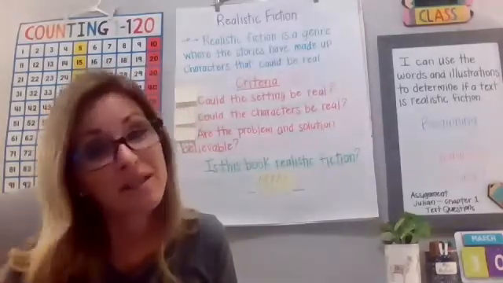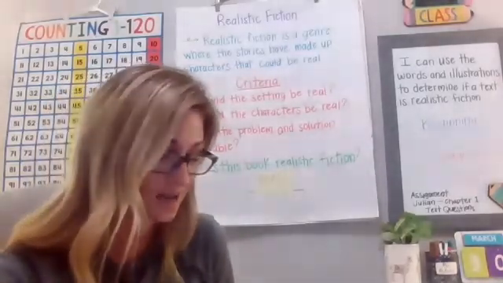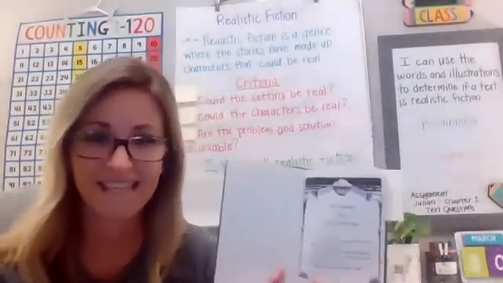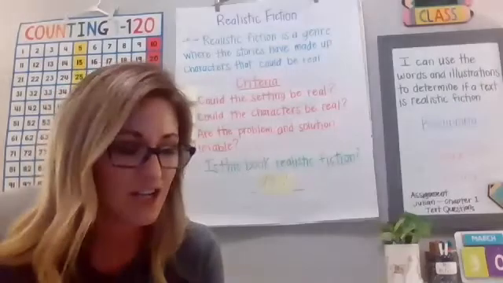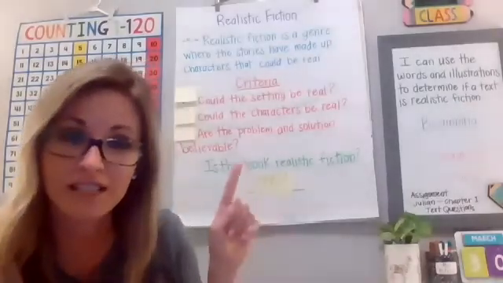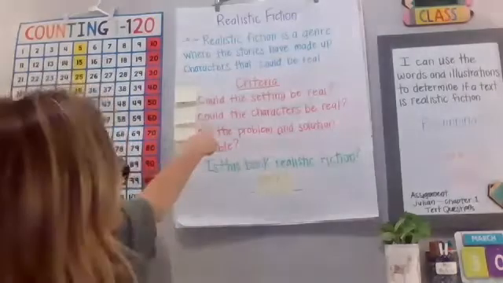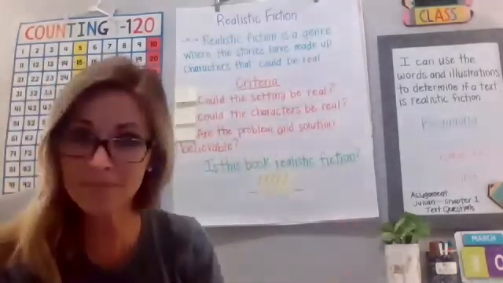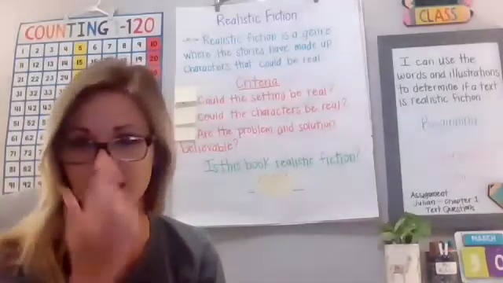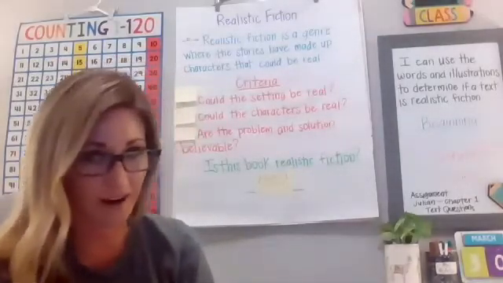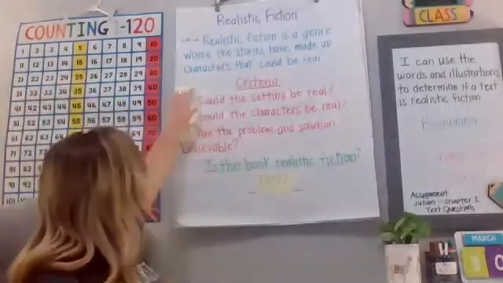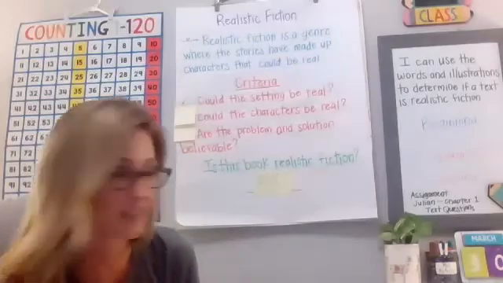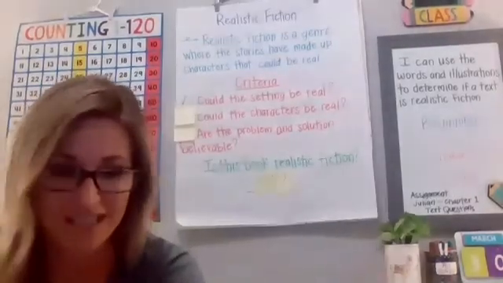So they've already mentioned the setting to us. Who caught it? Where are they? The kitchen. You're right. They're in the kitchen. So that comes to our first criteria point. So could the setting be real? Do we have kitchens? We all have kitchens. That's a very realistic setting. So far, we've got our first check mark. It is a realistic setting. All right, I'm going to keep reading.